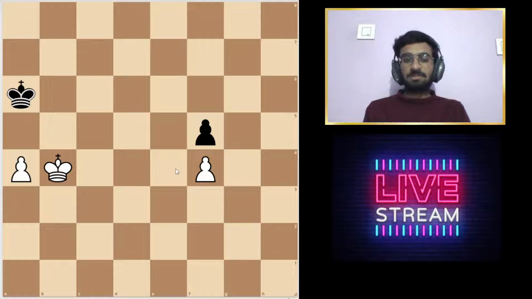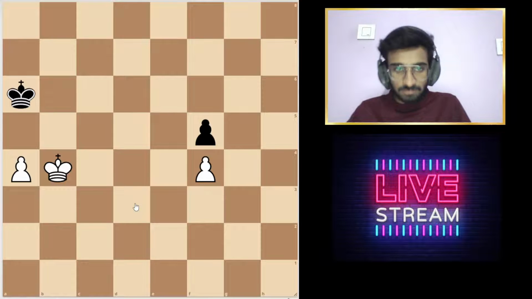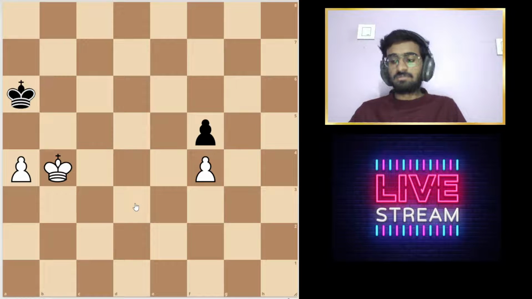Black to play in this position. Is white winning here? Or what is happening? What do you think? What could be the end result of this position? White is a pawn up. Will the white win or will black be able to hold? Or if you think the white would win, then what's the correct way to do it?